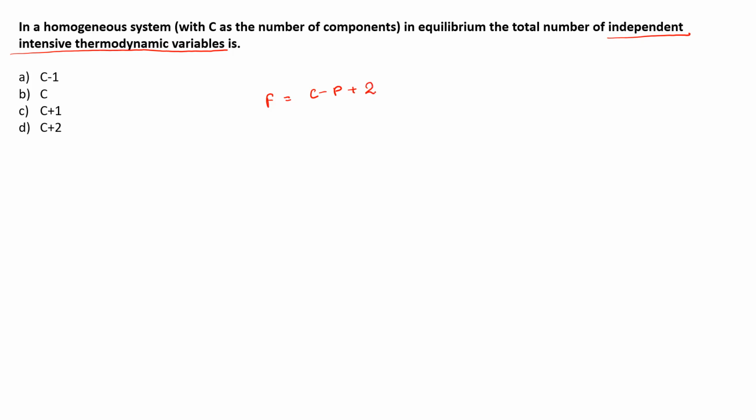What is the number of components here? It is C, in equilibrium. And this is a homogeneous system, so it does not talk about different types of phases. It is just telling you that it is a homogeneous system, so the number of phases is 1. So what is the value of F? It will be C minus 1 plus 2, that means C plus 1. So the correct answer is C plus 1.